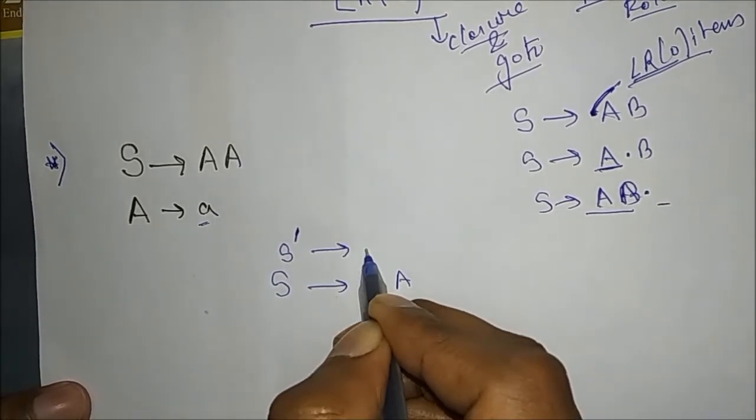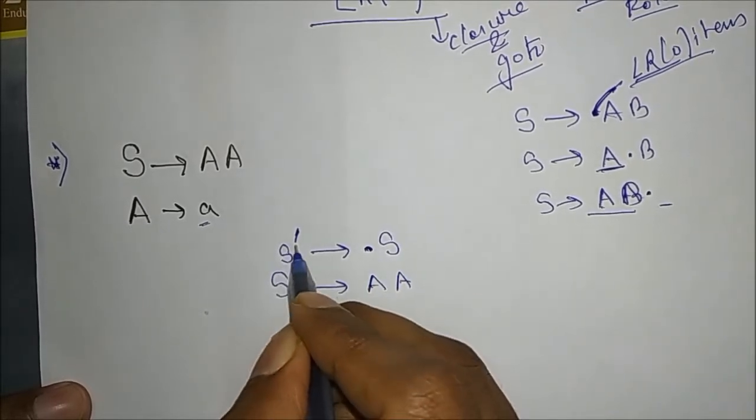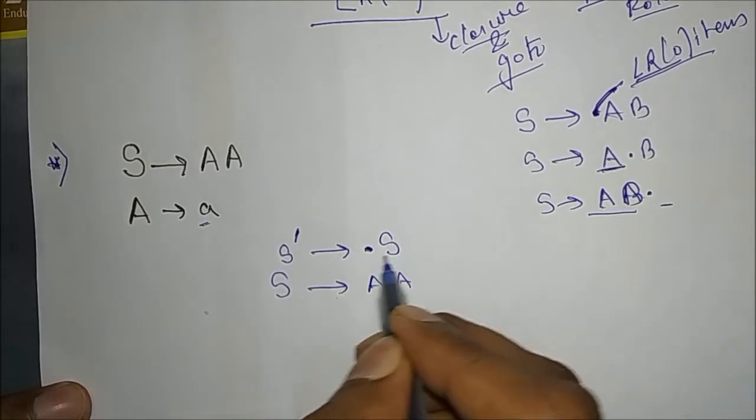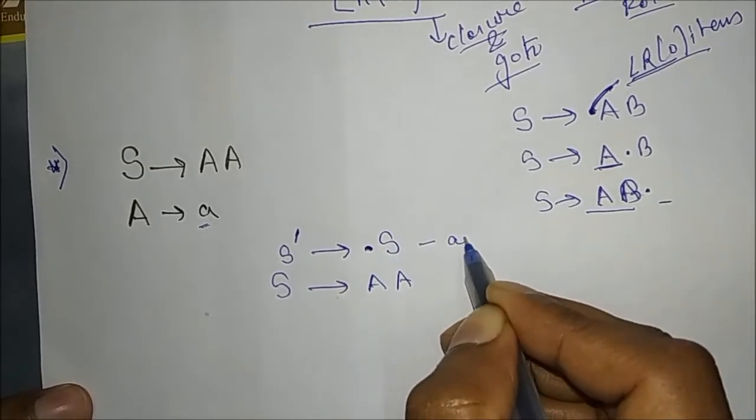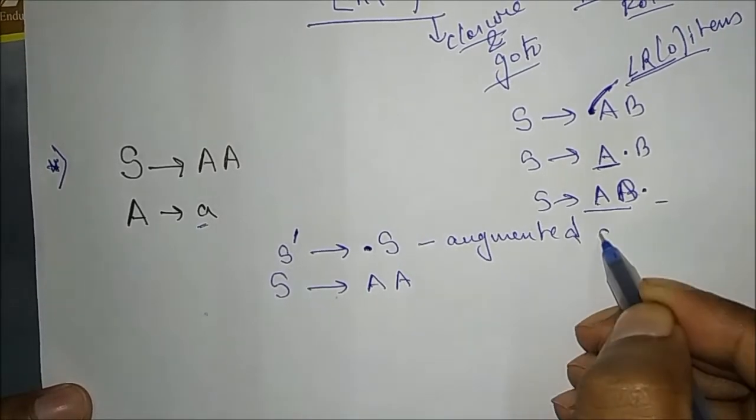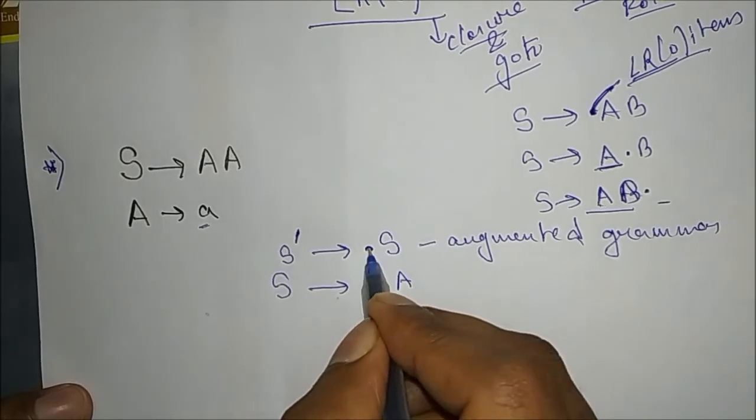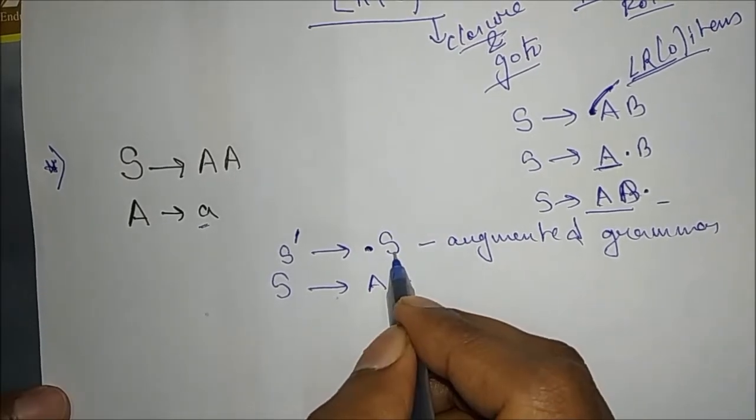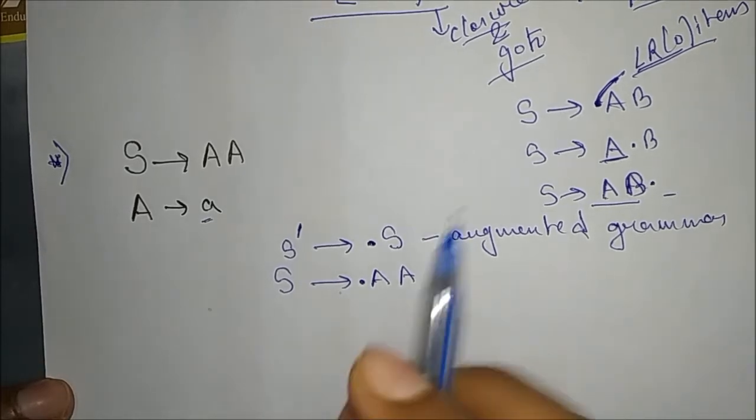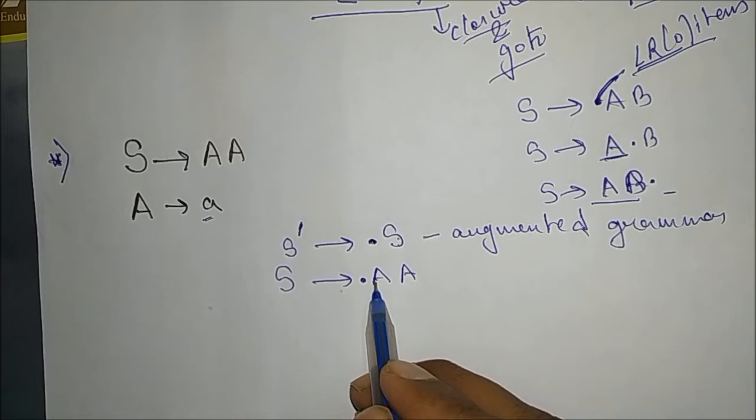S dash derives dot S. This is the LR0 item, and this production is called augmented grammar. Now we see that the dot is followed by S, so we have to write the S production also, and here also we get a dot. This is the rule.